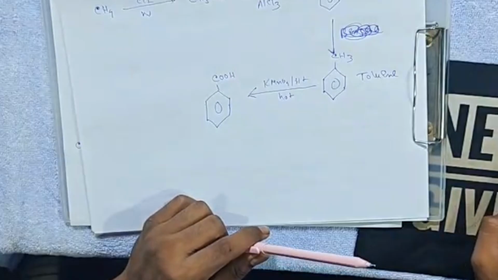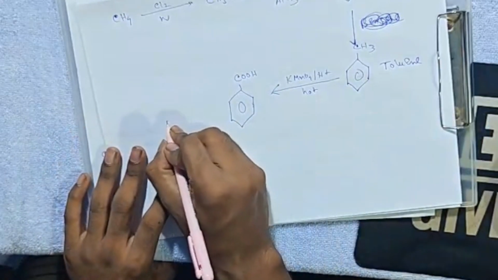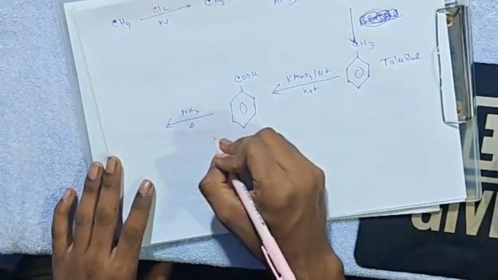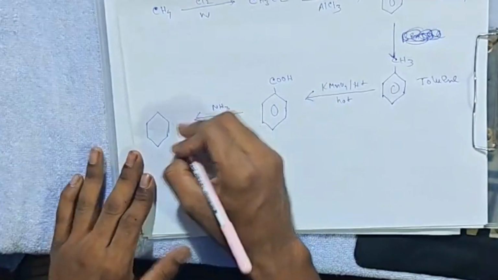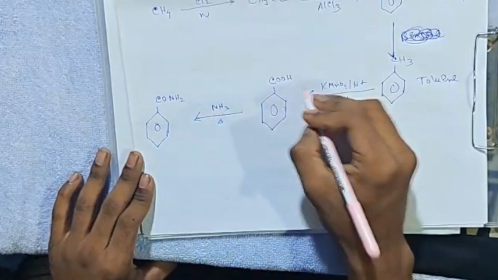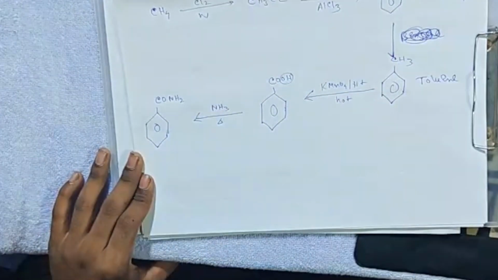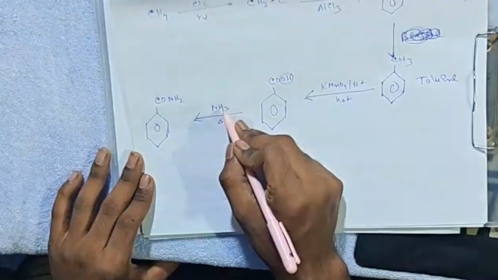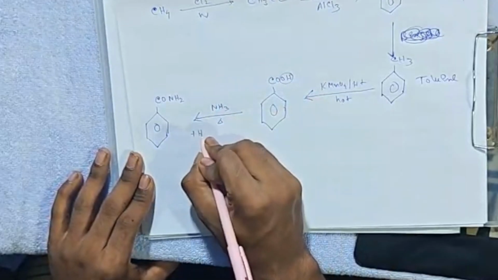In this reaction, in this benzoic acid, if you give NH3, it forms CONH2. Just this OH is removed, and in place of OH, NH2 is added, and one H from this NH3 is attached to this OH, and water is formed as a side product.